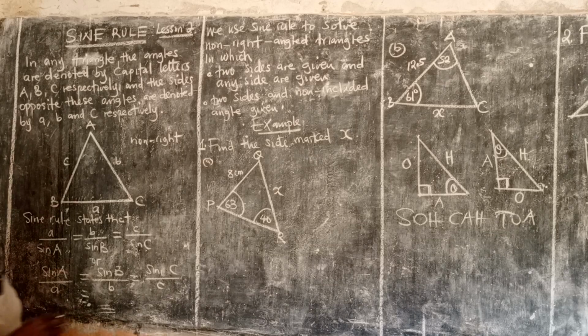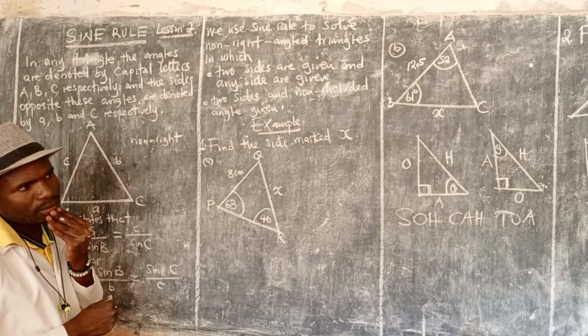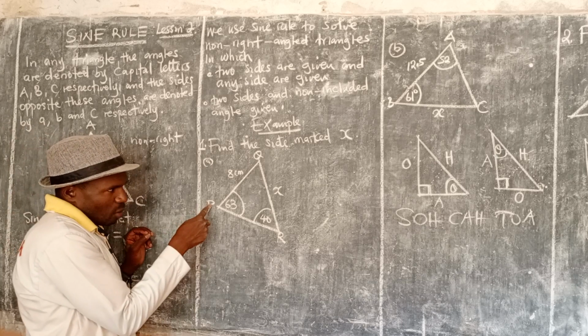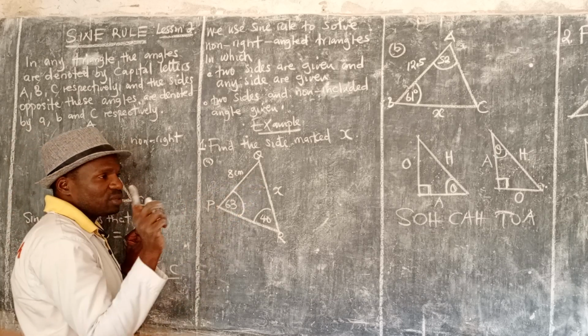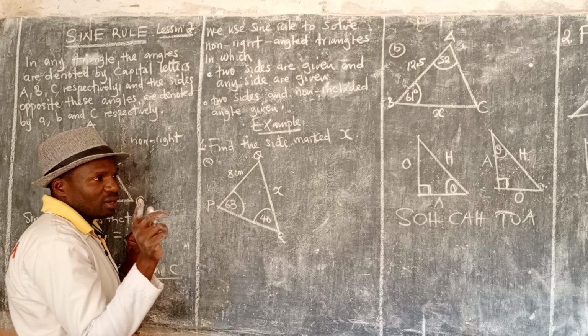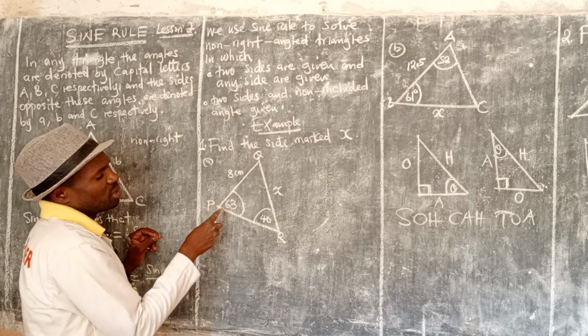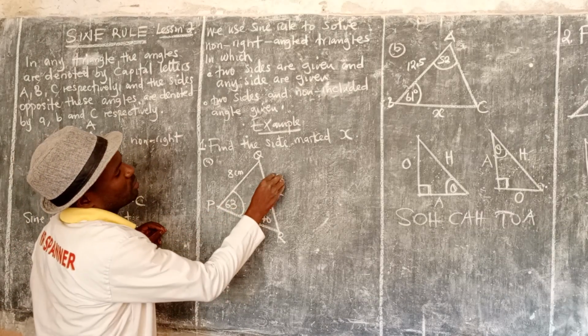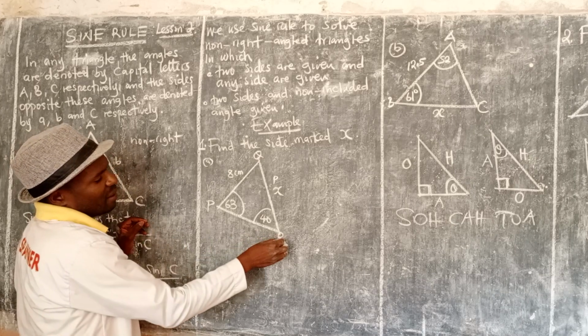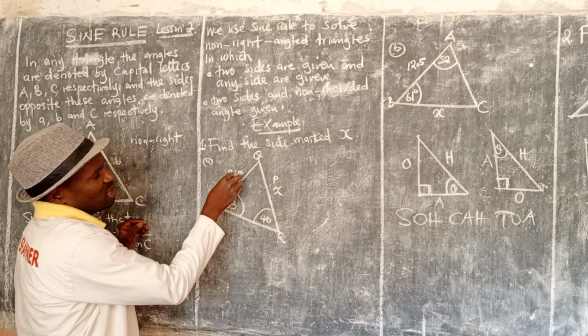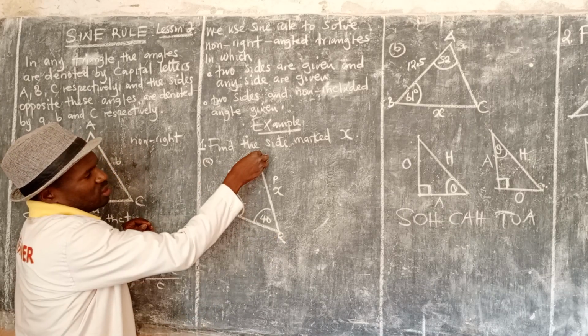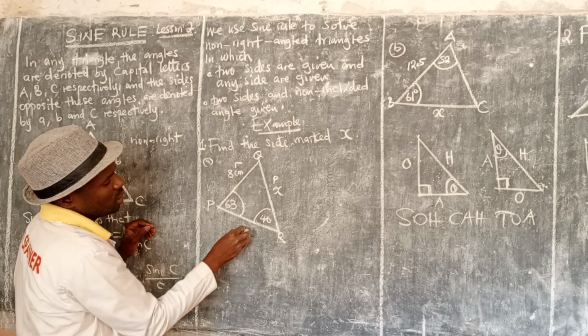Let's now proceed. There is an example here. This is P, and where P faces we put small p. This is R, and where R faces we put small r. This is Q, and where Q faces we put small q.